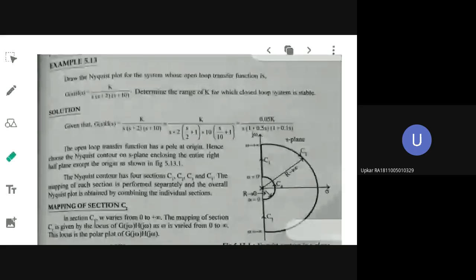Okay. So they have given one problem. You are supposed to draw the Nyquist plot for the system. Let it load. Okay, so here is the problem. Draw the Nyquist plot for the system whose open loop transfer function is given by what function? What is the function? G(s)H(s) is equal to what?